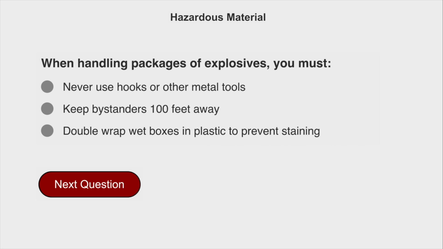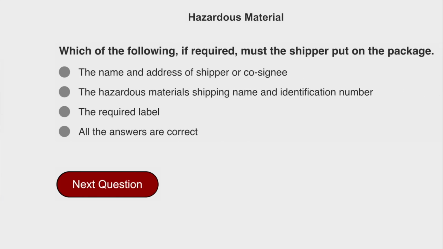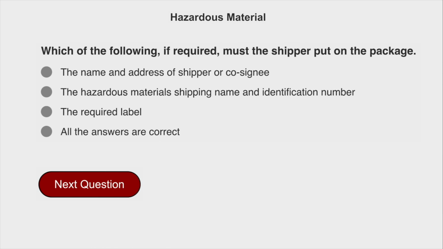When handling packages of explosives, you must never use hooks or other metal tools. Which of the following, if required, must the shipper put on the package? All answers are correct. The name and address of shipper or consignee, the hazardous materials shipping name and identification number, and the required label.